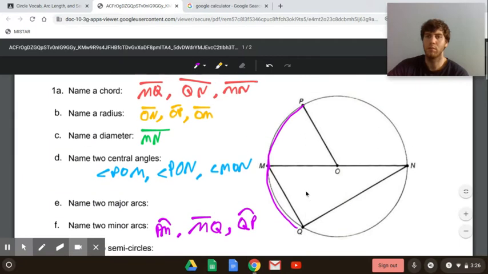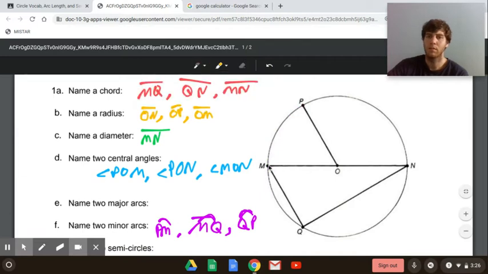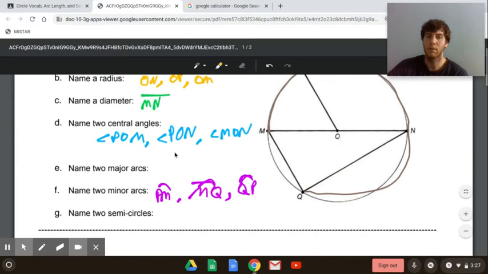Your major arcs are going to be more than 180. It's not segment, it's arc MQ, so it should have the arc symbol above. Let's look at a major arc. A major arc is going to be more than 180. If you go 180 around and then you keep going, that's going to be major. So MPQ, we can name that MPQ. You're going from M to Q through point P.